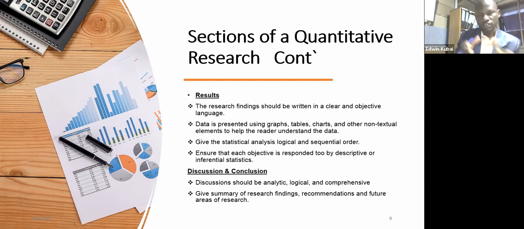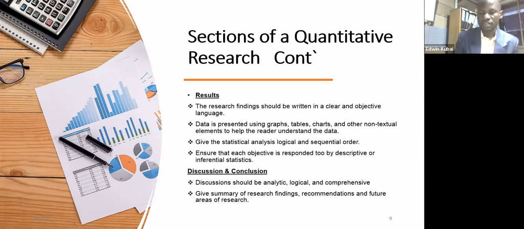Then the last part, of course, is normally the discussion and/or what we call the conclusion. The discussion should be analytic, logical, and comprehensive. It means it's a summary of what your research findings actually are. So your discussion or conclusion must give a brief summary of your results and your research questions, then the findings that respond to them. You must be able to come up with a summary of the research findings.